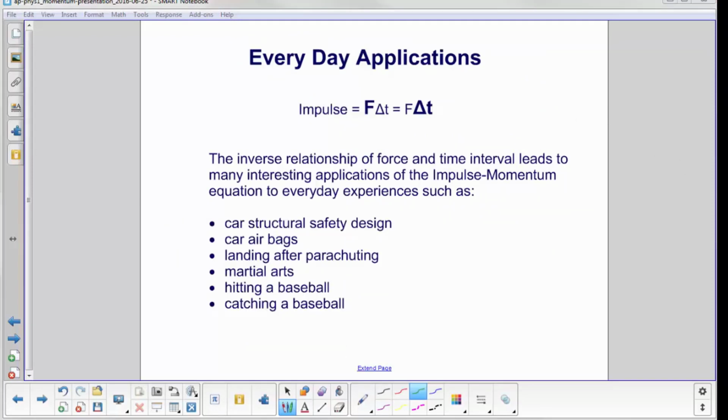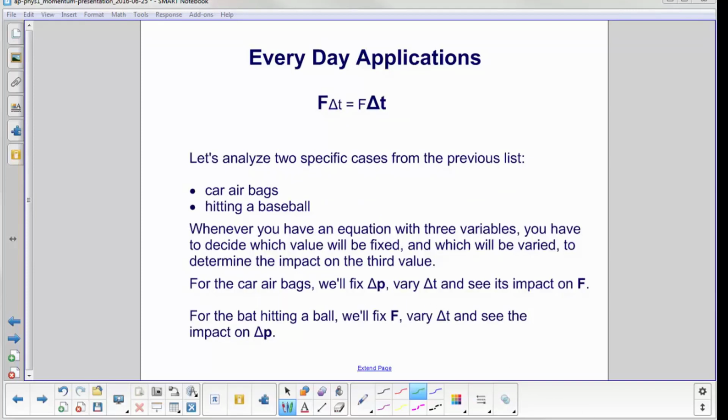The inverse relationship of force and time interval leads to many interesting everyday applications of the impulse momentum equation, such as car structural safety design, car airbags, landing on the ground after you parachute safely from an airplane, the martial arts, and both hitting and catching a baseball. We're going to look at two specific cases from the previous list, car airbags and hitting a baseball.